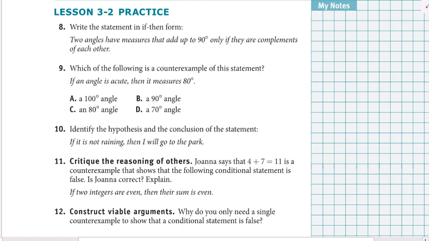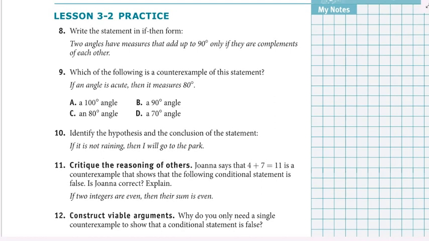All right. Now hopefully you've tried questions 8 through 12. Let's go over and check our answers on these. Write the statement in if-then form. Two angles that add up to 90 degrees only if they are complements of each other.